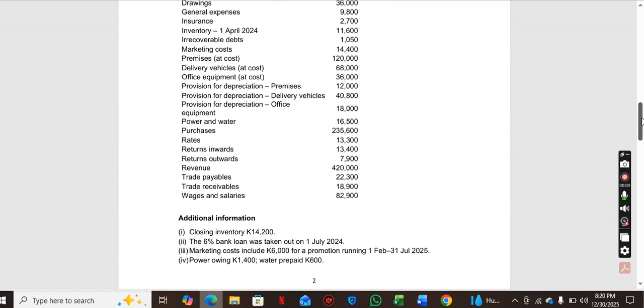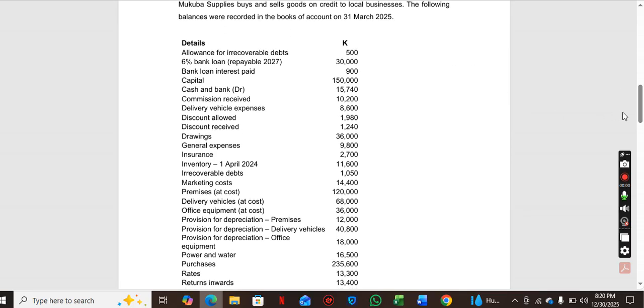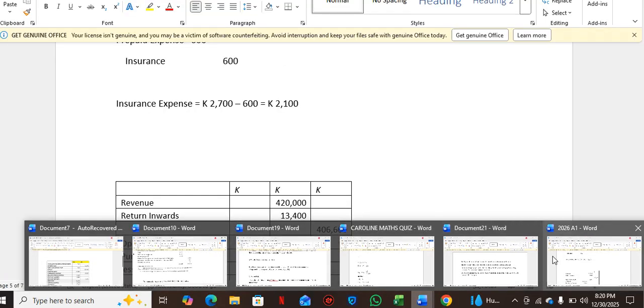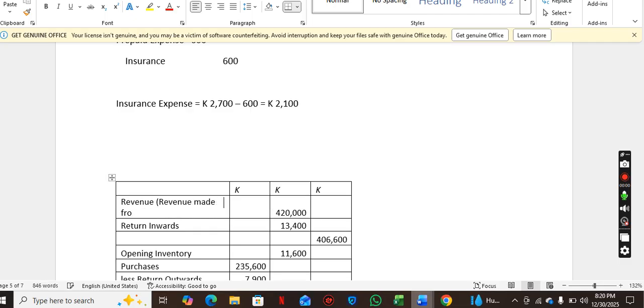So we're going to go through this information that's been given to us and how the adjustments were made. The first item that comes in the income statement, item number 1, is the sales revenue. The revenue you made from selling the goods. Okay, sales revenue is the first thing.